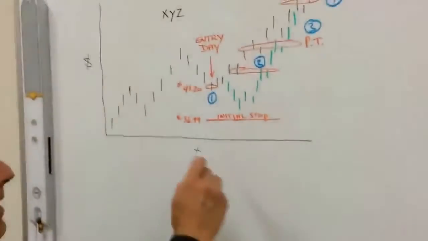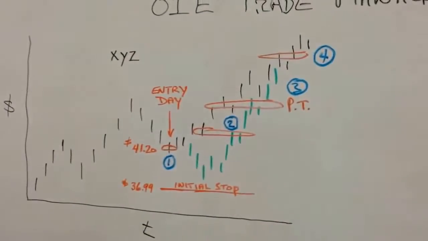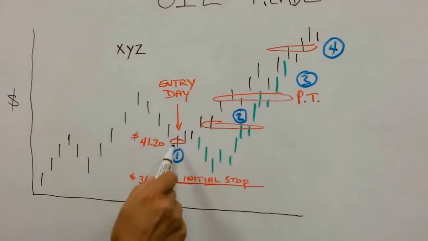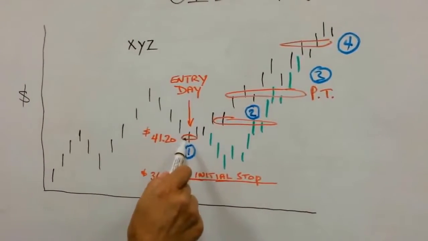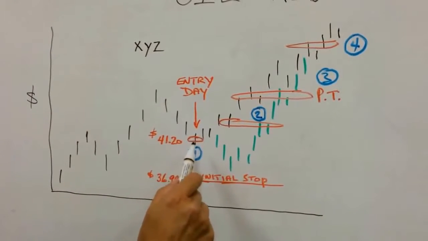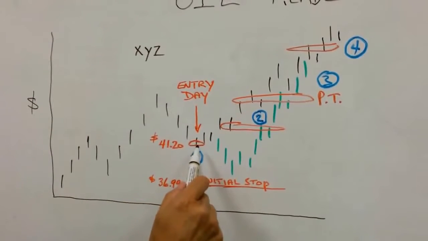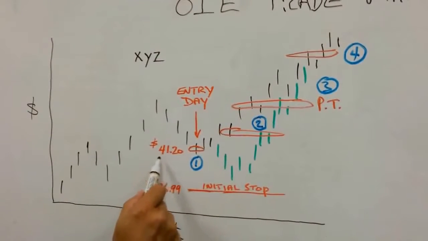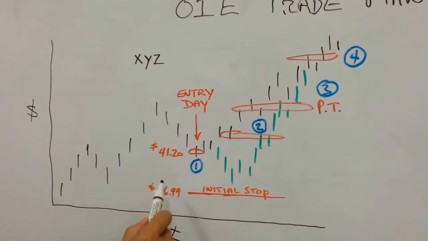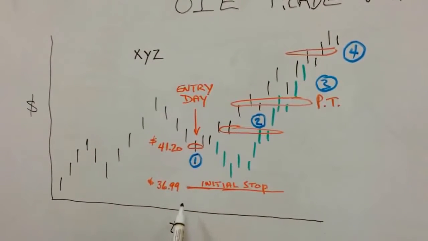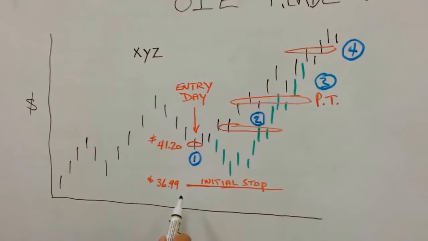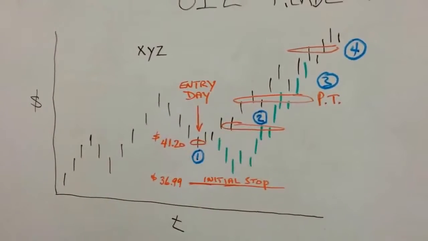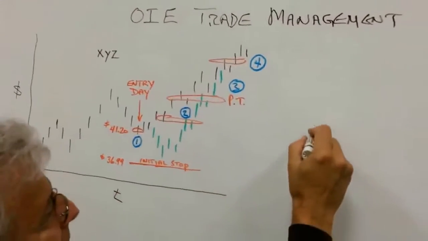So here we have a hypothetical stock XYZ, and you can see that it's in an uptrend. I've just called this particular day the entry day because that's when we would have received an alert to buy a call option with the Options Income Engine software. At that point, the stock was trading, let's say, at $41.20. Now we're going to go ahead and buy that, but then we're going to load in our initial stop and we're going to load in a profit target. So let's do that first.